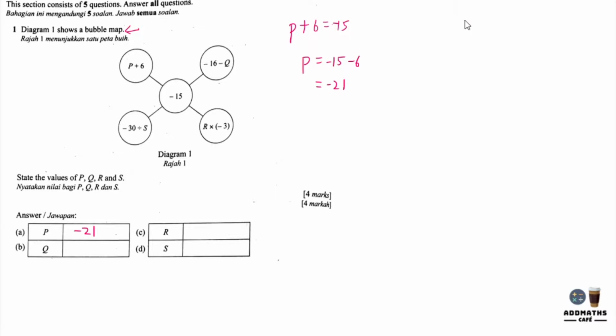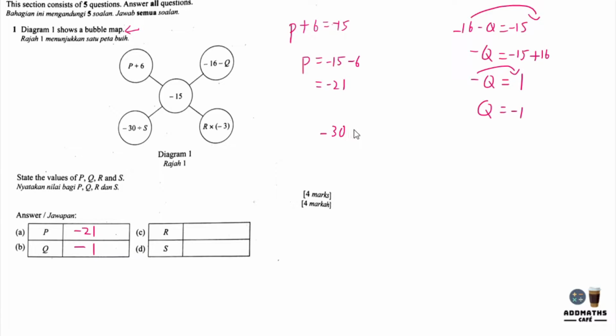Second, negative 16 minus Q will give you negative 15. So minus Q equals negative 15 plus 16, because from negative, you bring it to the other side and it will be positive. So negative Q will become 1. So Q will be equal to negative 1, because you bring the negative to the other side. So for Q, it will be negative 1.